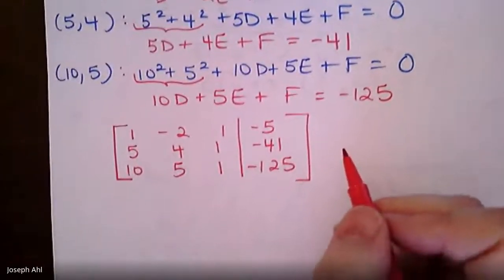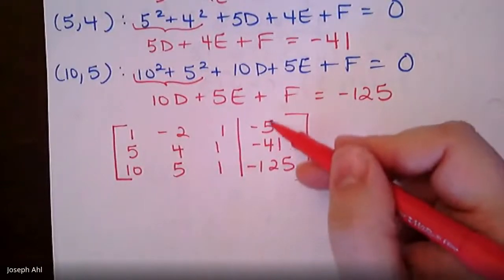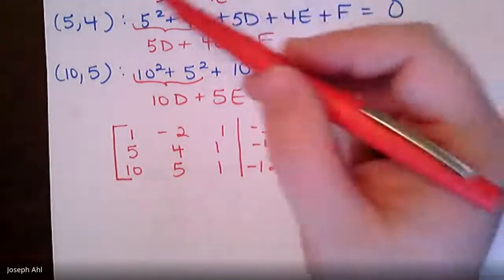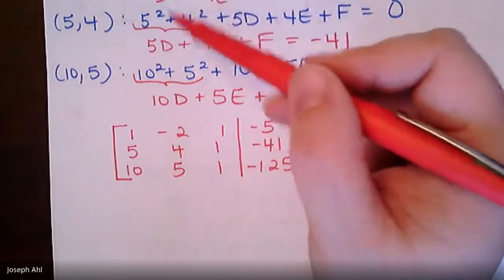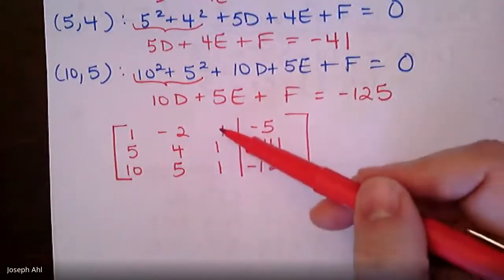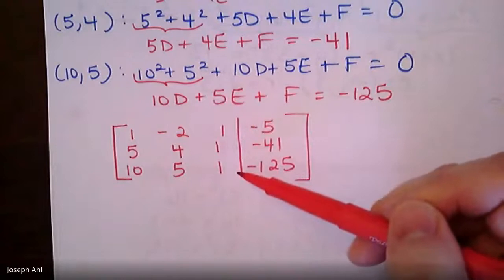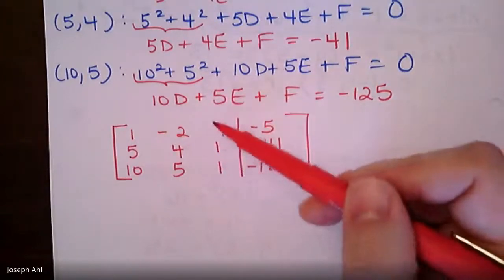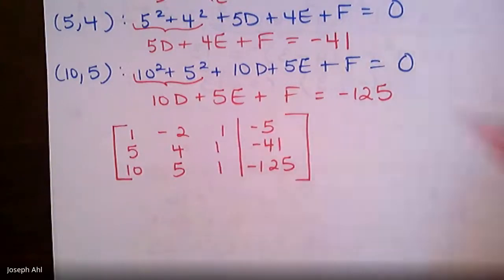A couple quick notes about doing questions like this. Not only will this last column always be negative, because the numbers that I added over here are positive, so I'm subtracting them over. But this third column in the matrix will always be ones, because we're never plugging in anything next to that f, so it's going to be 1, 1, 1 going down this column. A couple things that will always be consistent.